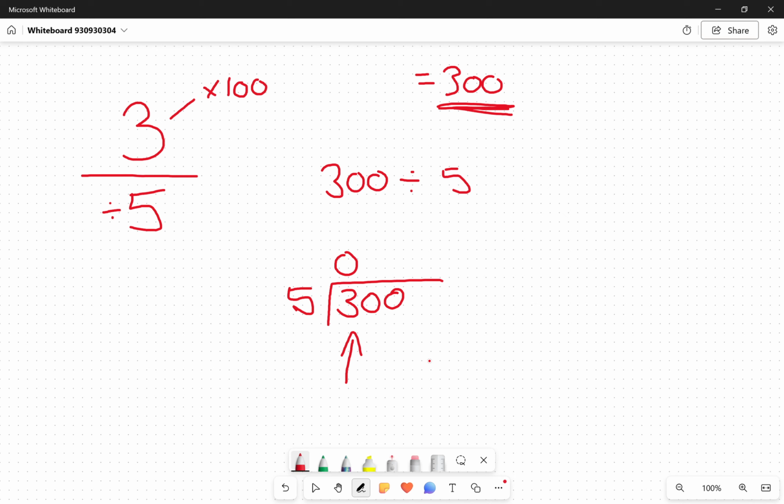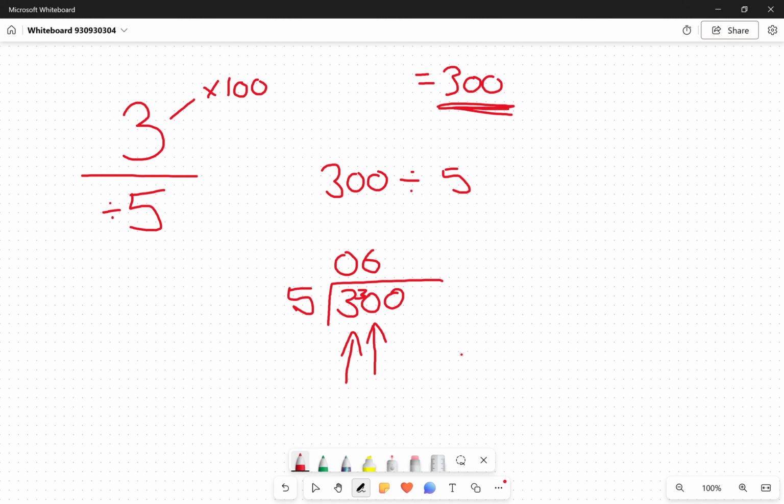There was a 3 there. We didn't do anything with it because we didn't put anything in it. So there are 3 remaining. They carry over to the next number. So this 0, we now call that 30. It's not a 0 anymore, it's got the 3 that's carried along. It's 30. So now we say how many 5's into 30. 5, 10, 15, 20, 25, 30. The answer is 6. So we put a 6 on there.